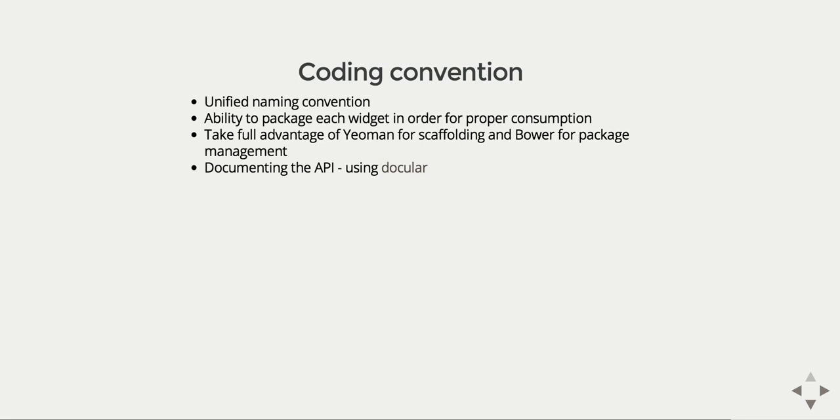Docular is something that Angular uses itself to document all the code that they're doing. And it was very important for us to use Docular because we wanted to be able to tell people how to use the product, and if there's anything missing, if they're looking for something that is not within the widget or the component, we wanted them to let us know so we can add it.